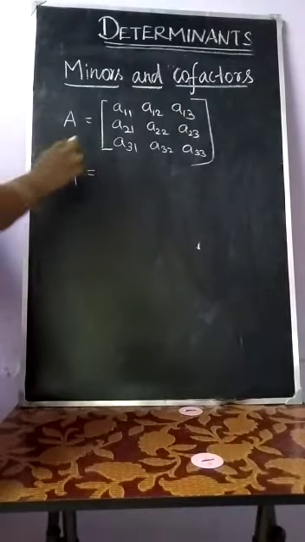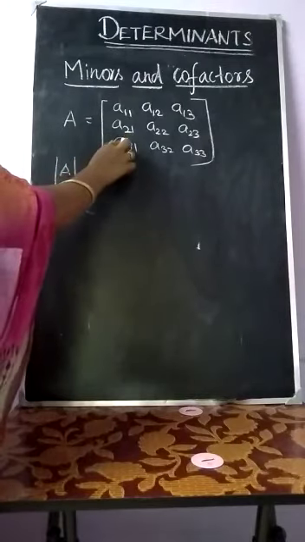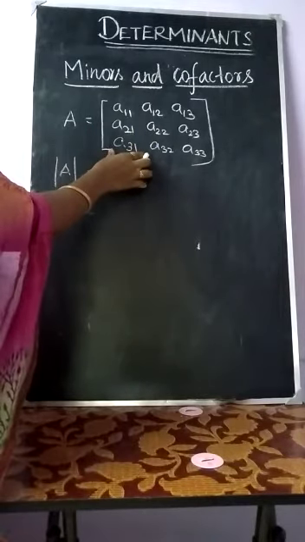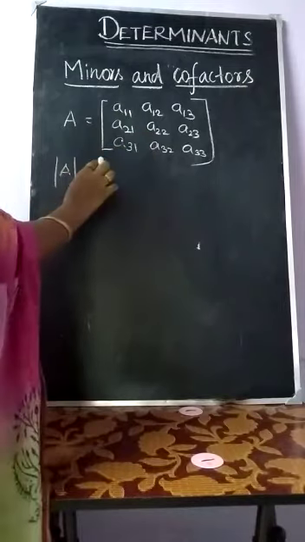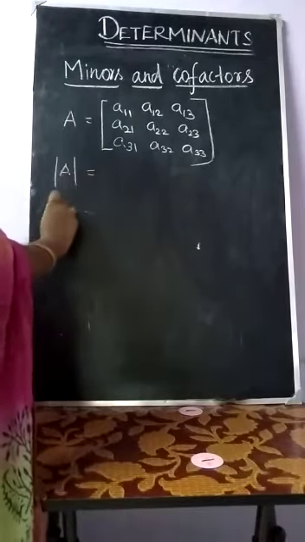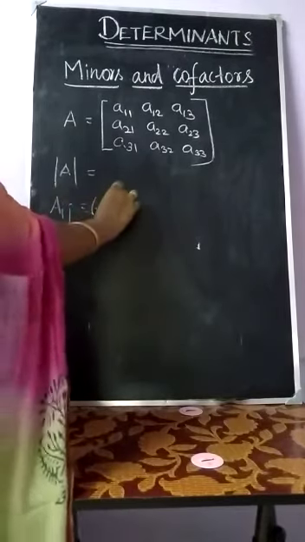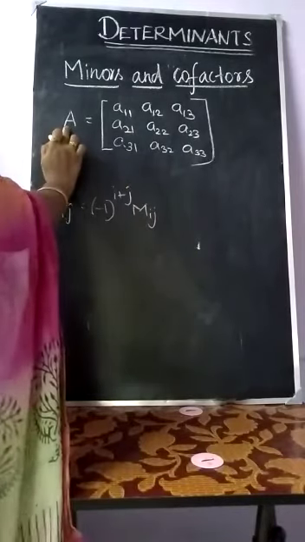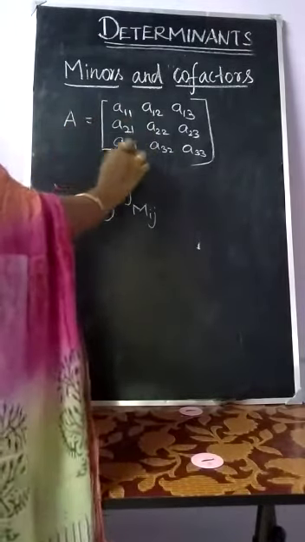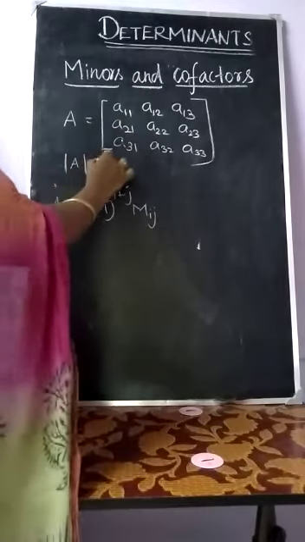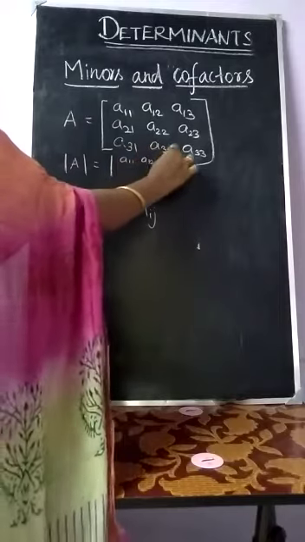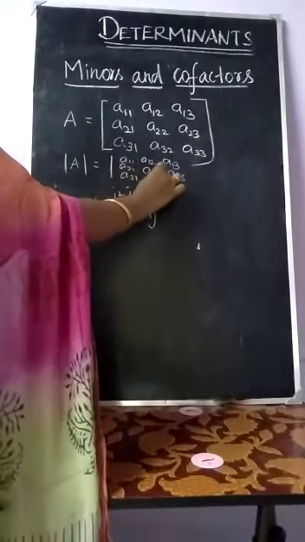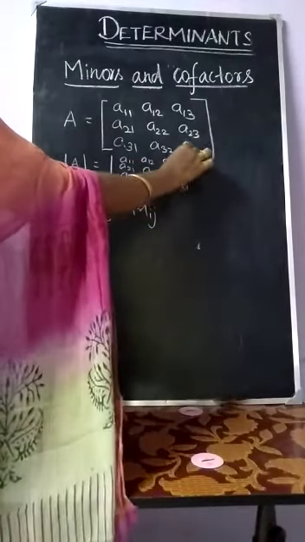Actually, the minor of the element Aij is the determinant which is obtained by suppressing the ith row and the jth column. The cofactor of the element Aij in a determinant is its minor with proper sign. The cofactor Aij of an element aij is defined as minus 1 the whole power i plus j into Mij. Now we have one matrix, that is A is equal to a determinant of order 3. So how can we write the determinant form? A11, A12, A13, A21, A22, A23. Third row values A31, A32, A33. This is a determinant format only.